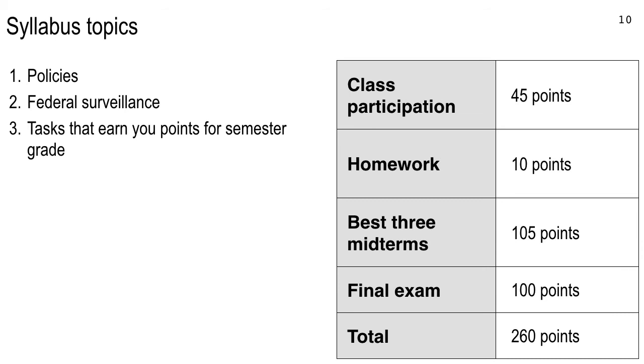The midterm exams are each 35 points. We'll keep the best 3, so that's 105. And then the final is 100 points, and everybody's going to be taking that. And that's not one where we take the best 3 out of 4 and drop your final. It's best 3 out of 4 midterms, and everybody takes the final. So that's 260 points. All right.